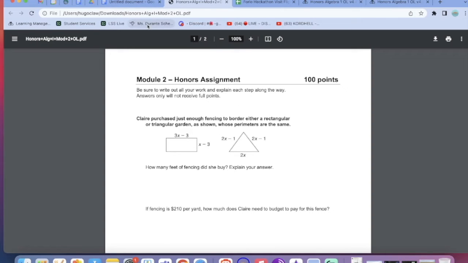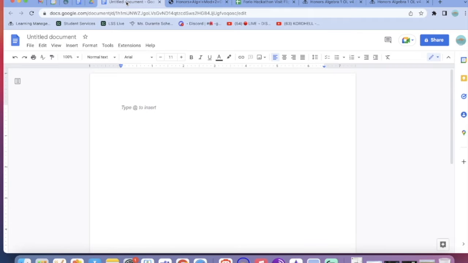Since there's a variable in it, we can use the variables to our advantage since we know that these perimeters are equal. So let me explain here. 3x minus 3 plus 3x minus 3 plus x minus 3 plus x minus 3. So this is what the first equation looks like.